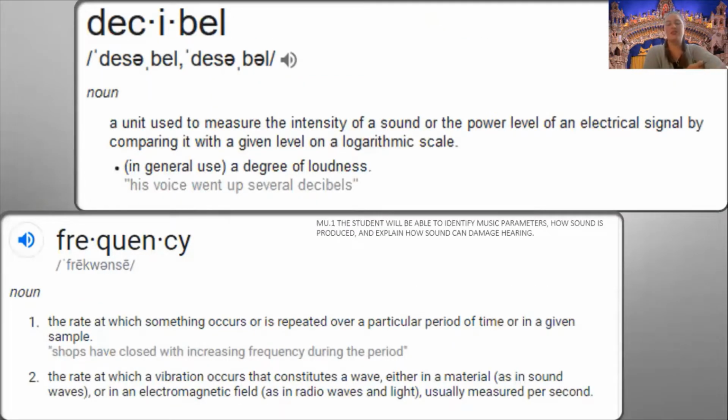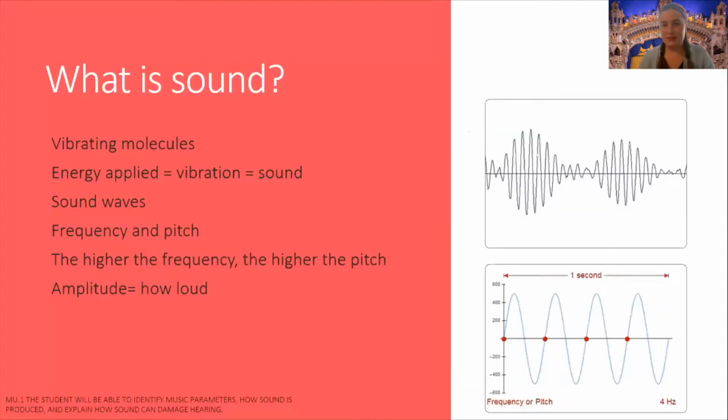So a couple definitions for you. Decibel, this is the unit measuring the intensity of sound or the power level. And frequency, the rate at which something occurs or is repeated, or the vibration that constitutes a wave making sound. So the decibel, this is how loud it is. The frequency, this is what pitch it is, so how high or low the pitch is.